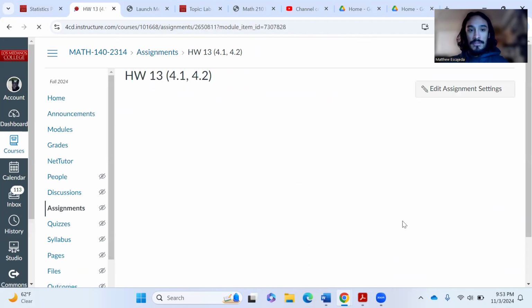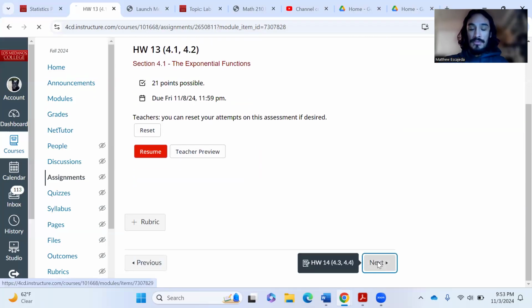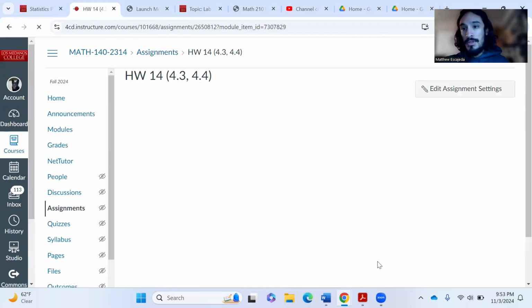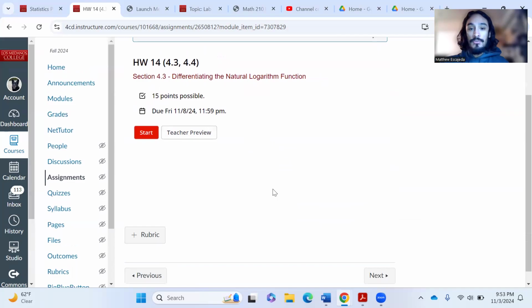So after that, we get into our XYZ homework. This is section 4.1 and 4.2. There's quite a bit of problems, but it's just to get us back into the groove of natural logs and exponentials, just to kind of refresh our memory a bit. So that's one of our assignments. That's more of the algebra pre-calculus aspect. And 4.3, 4.4, XYZ homework 14 is more of the calculus where we're taking the derivatives.